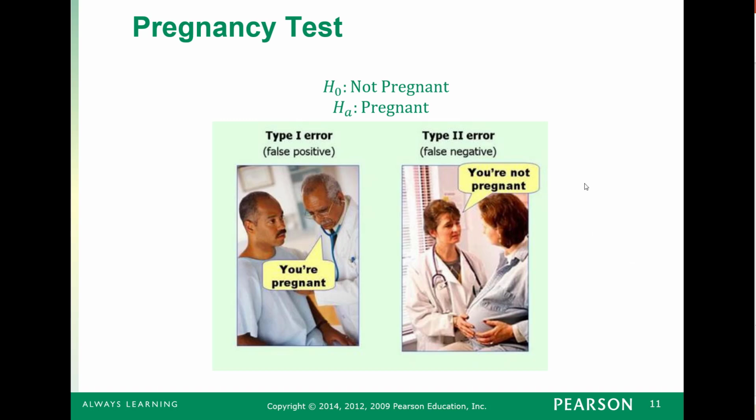And if you've ever seen the TLC show, I Didn't Know I Was Pregnant, then you can see examples of situations where the test comes back negative, saying the person's not pregnant when they really are, and they don't find out until several months later when they're giving birth that they were pregnant the whole time. But for the most part, a type 2 error here isn't that bad because eventually the person will figure out, usually, that they're pregnant.